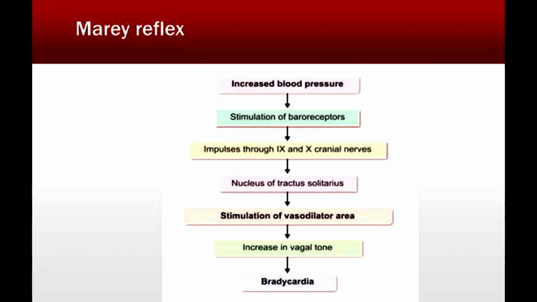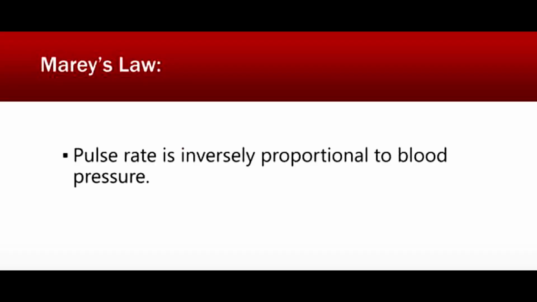Impulses from the baroreceptors, that is the Marey's reflex. It is a cardioinhibitory reflex that decreases the heart rate when blood pressure increases. When the blood pressure increases, the aortic and carotid baroreceptors are stimulated. The stimulatory impulses are sent to the nucleus of the tractus solitarius. The nucleus of the tractus solitarius stimulates the vasodilator area. That in turn increases the vagal tone, leading to decrease in the heart rate. What is Marey's law? According to Marey's law, the pulse rate is inversely proportional to the blood pressure.